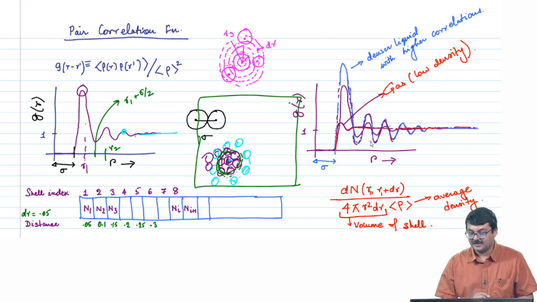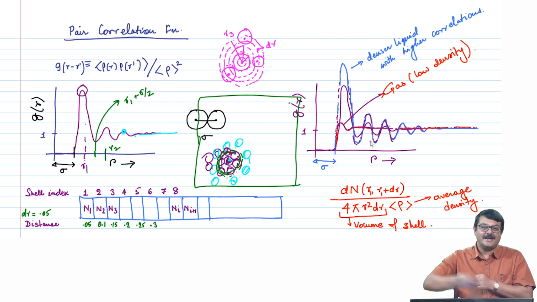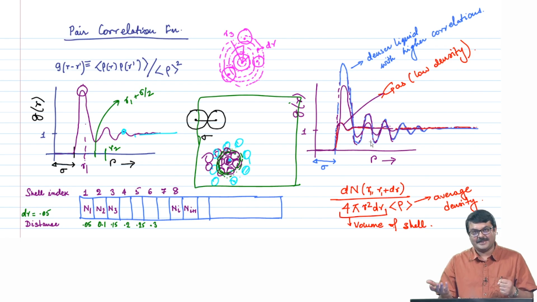This is half the length of the box. What does that mean? That means that the probability of finding a particle at any distance greater than r equal to sigma is the same. It is an average density. There are no local spatial correlations as seen in a liquid. In fact, microscopically that is how you differentiate between a liquid and a gas, because for a gas the pair correlation function for r greater than sigma will be absolutely equal to 1.